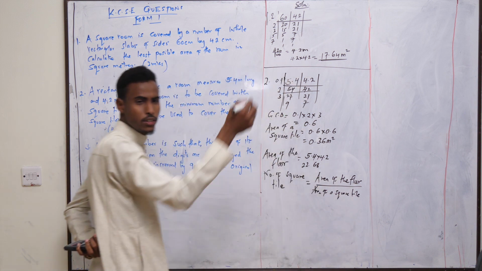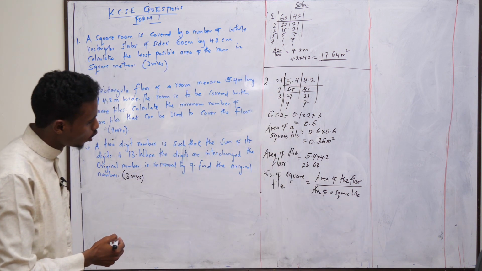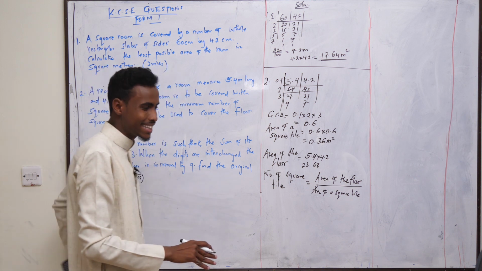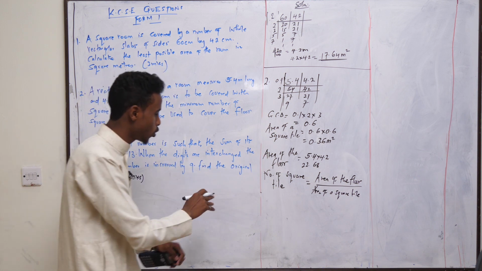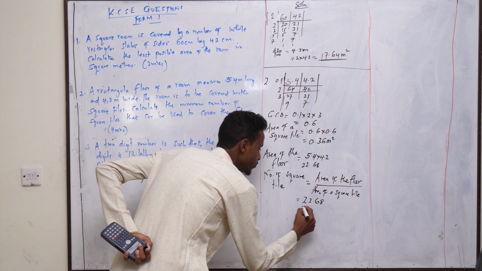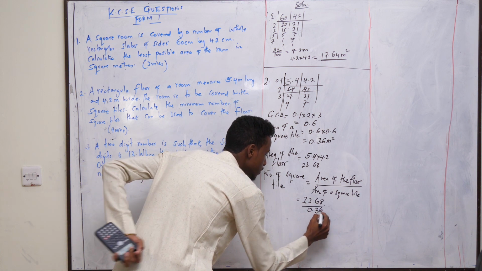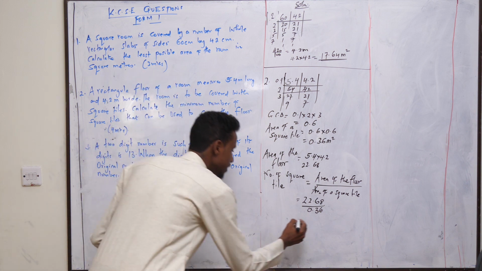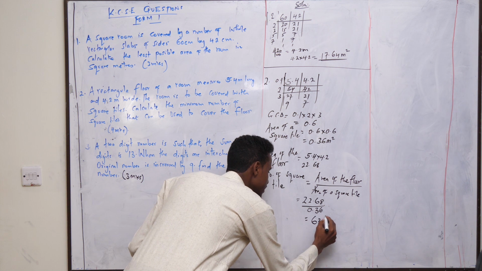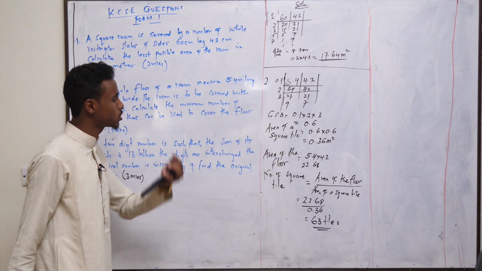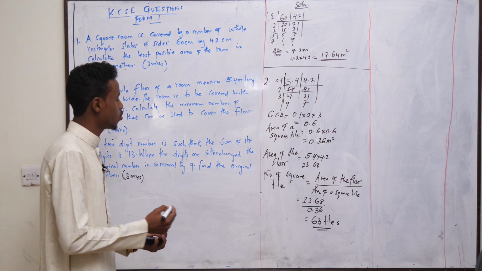And of a surety, if you divide the area of the floor by the area of a square tile, you're going to get the number of square tiles that are required to cover the floor of that room. That is 22.68 divided by 0.36. Quickly divided by 0.36, that is 63 tiles. Now you require 63 tiles to cover the floor of that room.